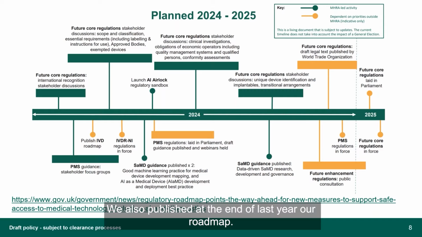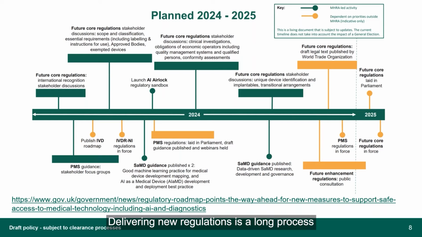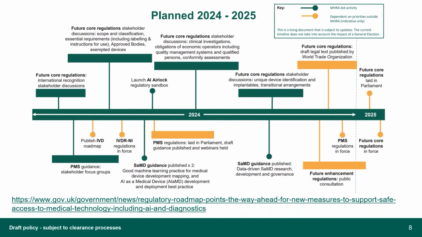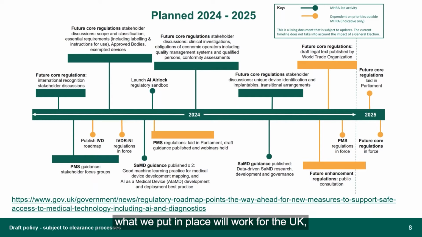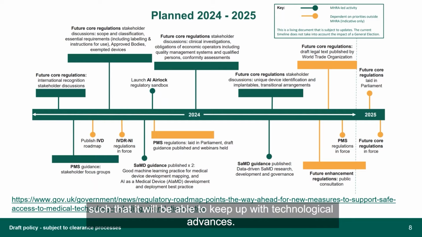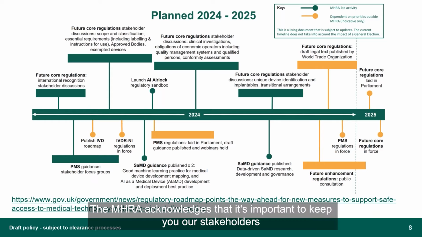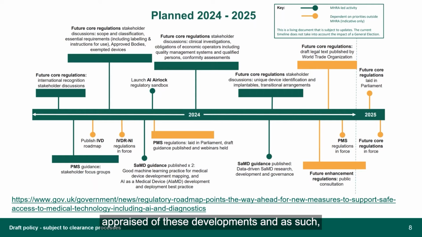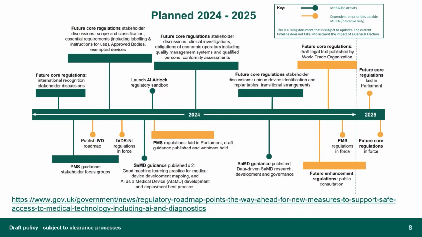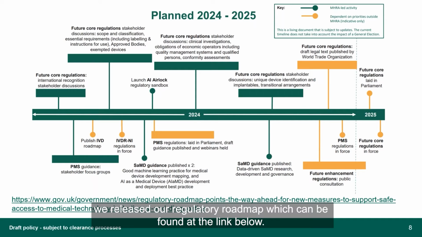We also published at the end of last year our roadmap. Delivering new regulations is a long process that requires that we ensure what we put in place will work for the UK, not just now, but in future, such that it will be able to keep up with technological advances. The MHRA acknowledges that it's important to keep you, our stakeholders, appraised of these developments, and as such, we released our regulatory roadmap, which can be found at the link below.